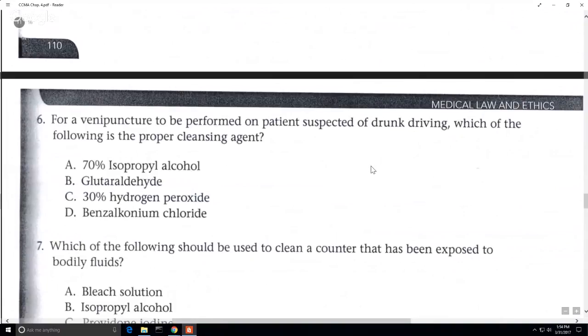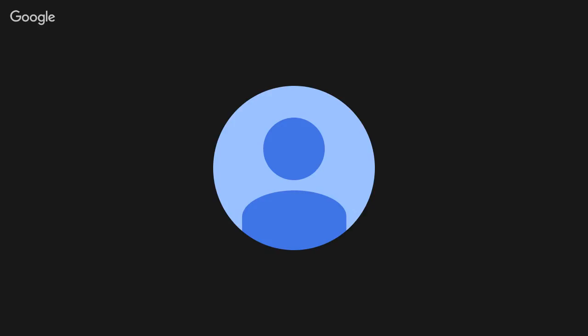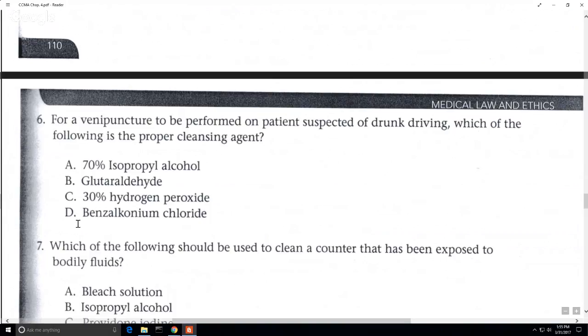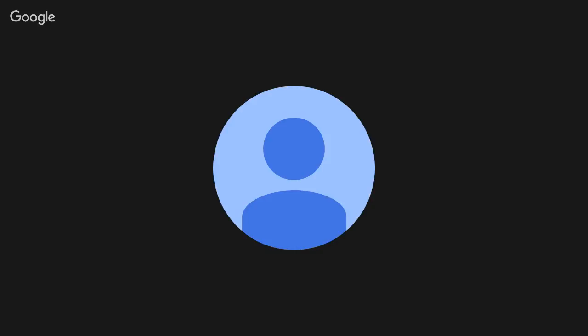For a venipuncture to be performed on a patient suspected of drunk driving, which of the following is the proper cleaning agent? Now, remember they told you, in a DUI, if you use alcohol, it's going to be a false positive. What do you use? The hydrogen peroxide? Benzalkonium? D. Yeah, good to know. I didn't pay much attention to the drunk driving, and I need to.